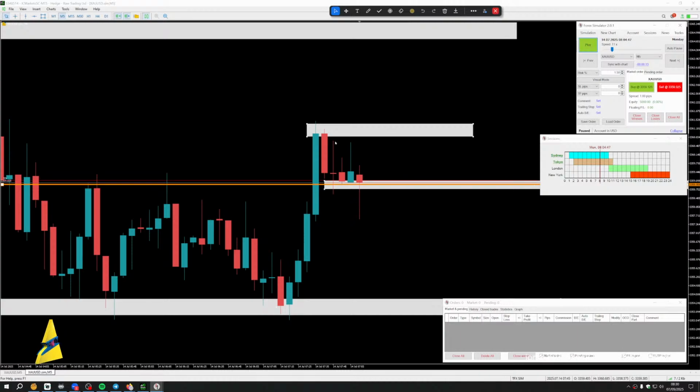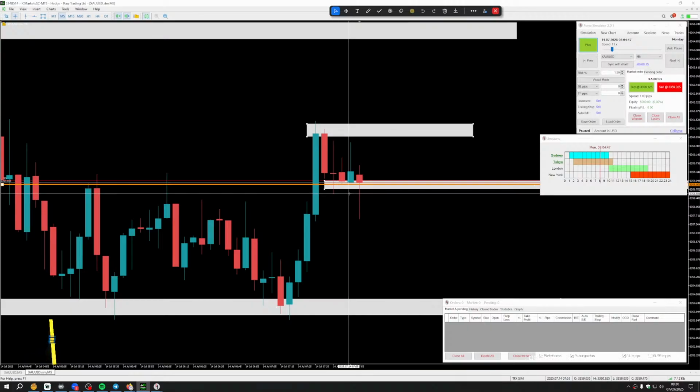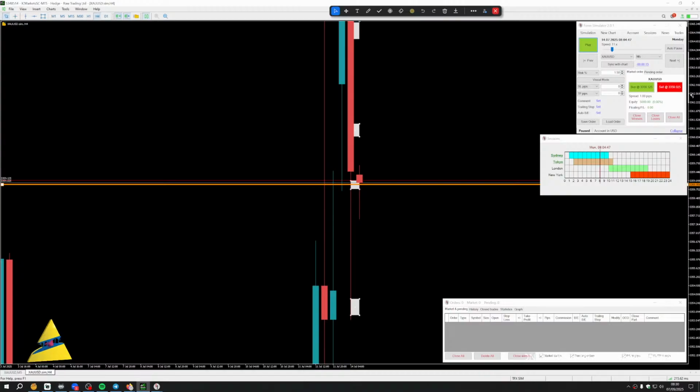You could already get in, actually. This would be a swing entry model. But if you're going to take an impulsive sell over here, before we wait for candles to close and all that, let's see if we can take an impulse. Oh, it's not showing me the daily.